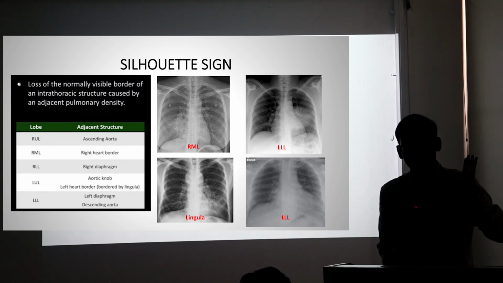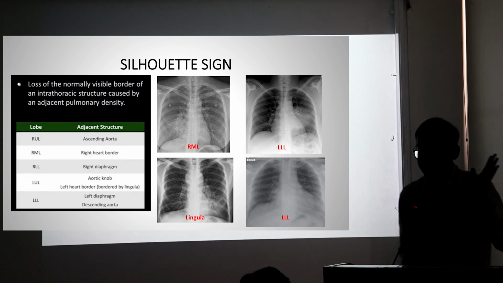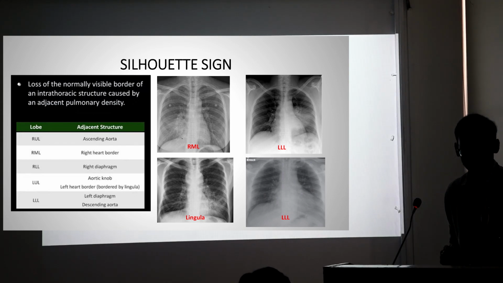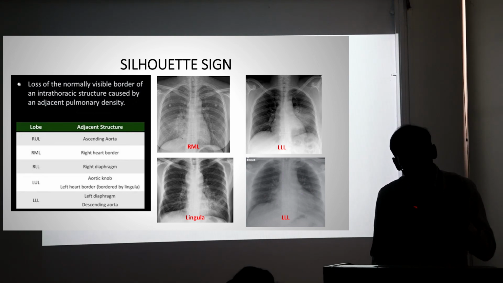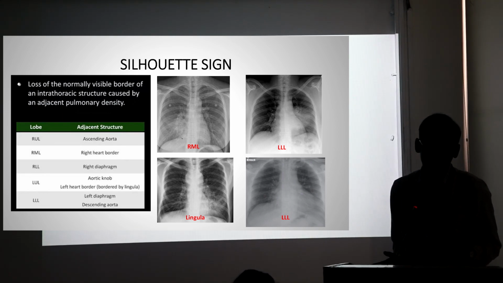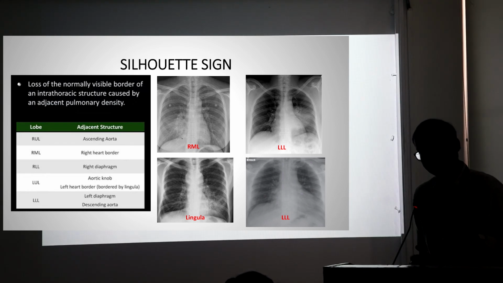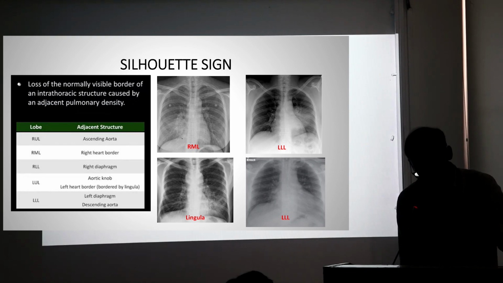So if I keep something adjacent to the heart border, which is of the same density as that of heart, then can we make out any difference? The border will be gone. So that is called silhouette sign. Okay. These days we are doing a lot of CTs, but it was not there. Like CTs being ordered were not very frequent even 10 years ago. So silhouette sign helps us in localizing the location of the pathology.